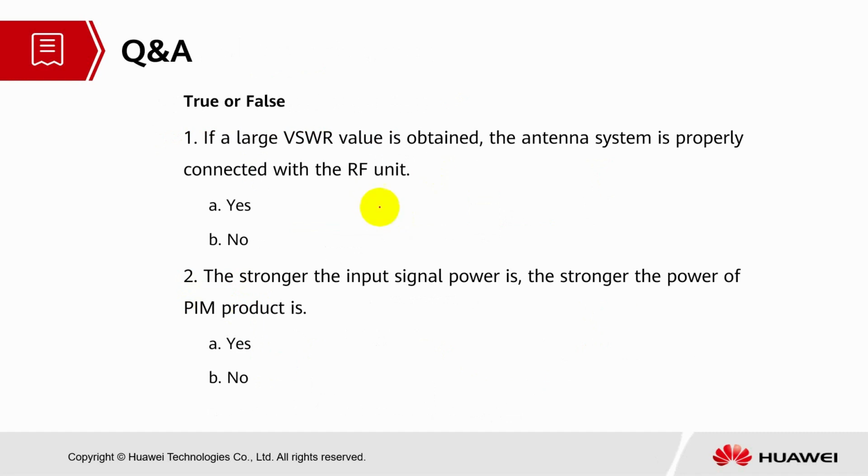Q&A session. If a large VSWR value is obtained, the antenna system is properly connected with the RF unit. Yes or no? No, this statement is wrong. The second question: the stronger the input signal power is, the stronger the power of the PIM product is. Yes or no? This statement is correct.